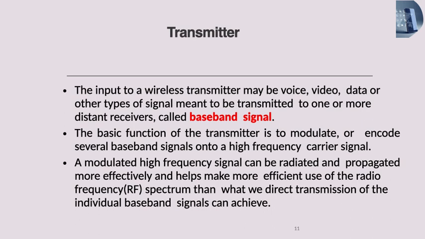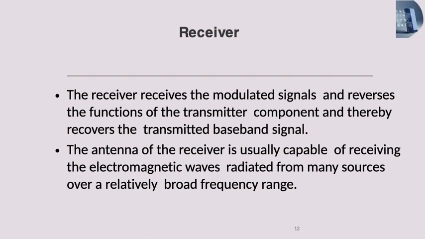So the receiver is also there. The receiver receives the modulated signals and reverses the functions of the transmitter, and thereby recovers the transmitted baseband signal. The antenna of the receiver is usually capable of receiving the electromagnetic waves radiated from many sources over a relatively broad frequency range. For the reception of the signals at the receiver, there is an antenna attached to the device.